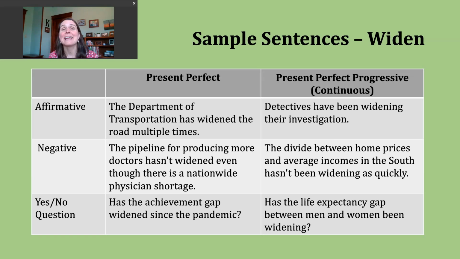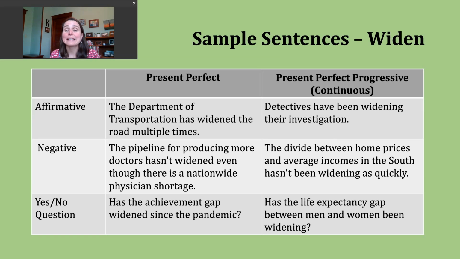Finally, let's look at making a yes or no question in the present perfect progressive. To do this, I start with have or has, then I'm going to have my subject, right? And then the participle, and finally, the ing form the verb. One last example for us.